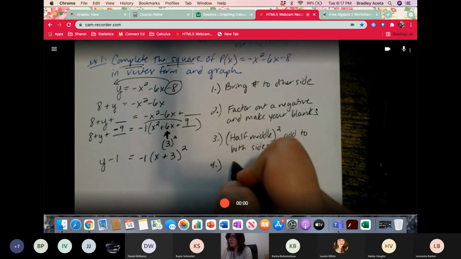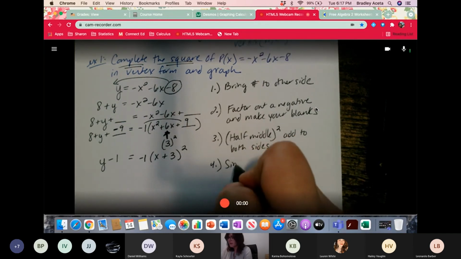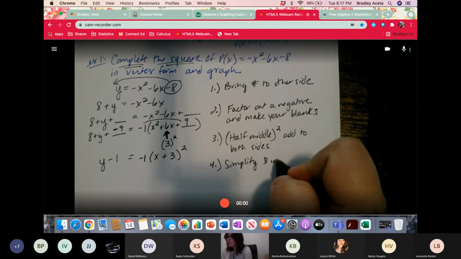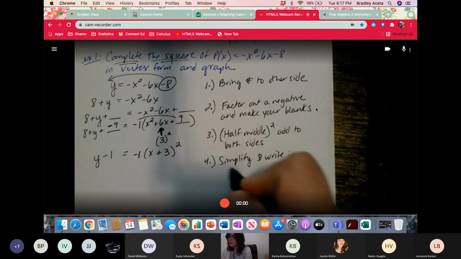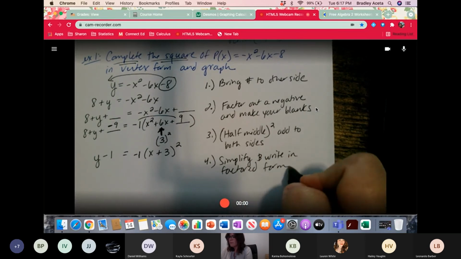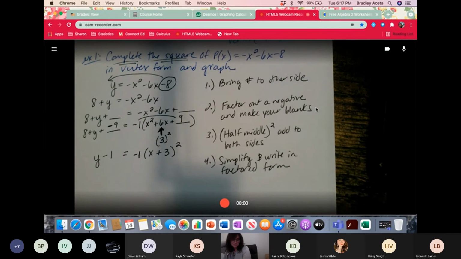So step number 4, you're pretty much simplifying and writing in factored form. You want everything with parentheses on the one side, a factored form. Once you get it to this part right here, you just bring that 1 back over, get that y by itself.